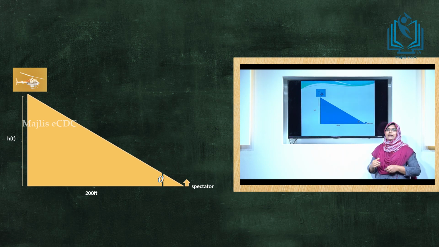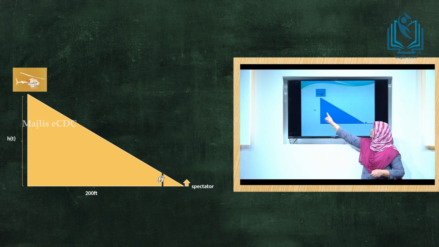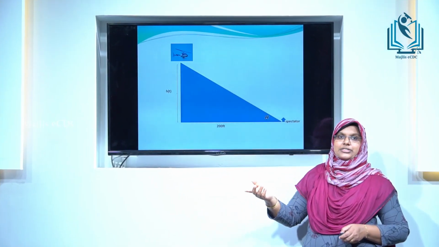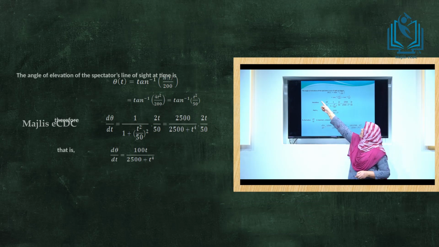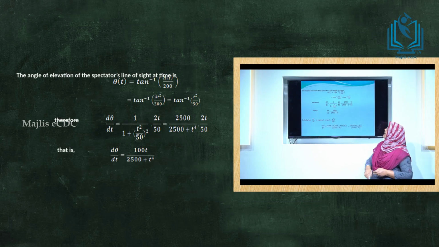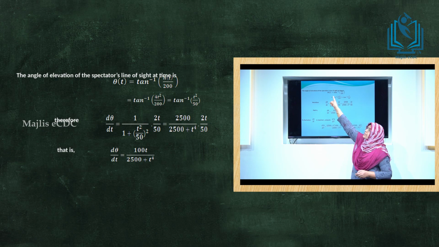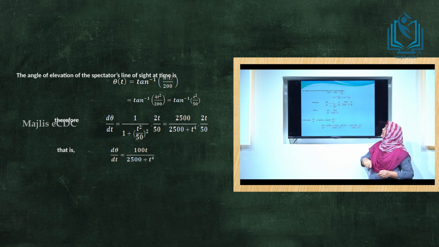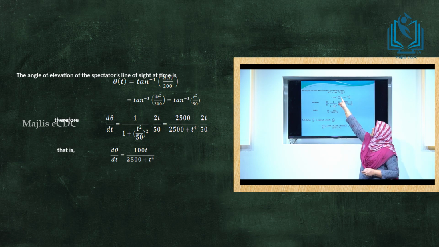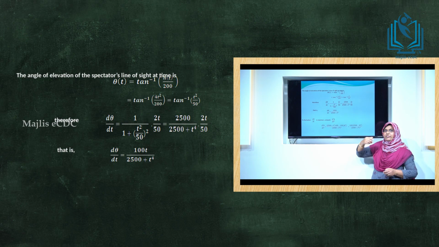Thus, theta equals tan inverse of h of t by 200 feet. The angle of elevation of the spectator's line of sight at time t is theta of t equals tan inverse of h of t by 200. That is tan inverse of 4t squared by 200, which is tan inverse of t squared by 50. Therefore, theta equals tan inverse of t squared by 50, and we differentiate to get d theta by dt.